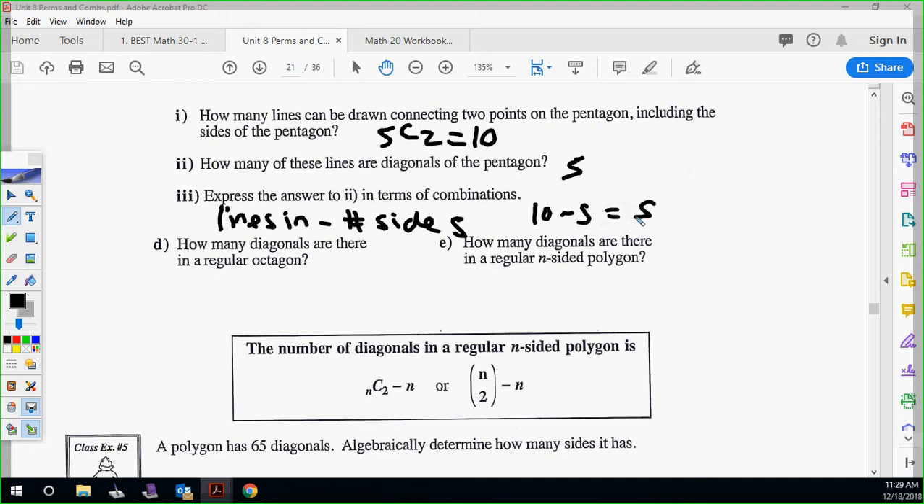Now we do the same thing for the octagon. How many diagonals are in the regular octagon? 8C2 minus, what do we do? This is lines in. Okay, what is that? Someone do that for me? What's 8C2 minus 8? 20.